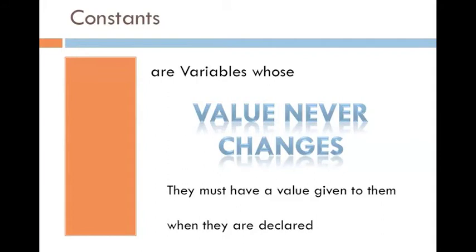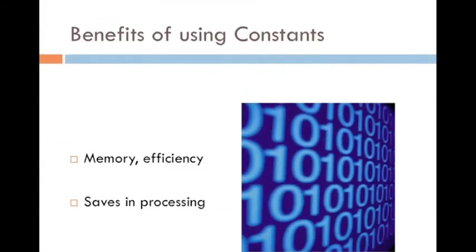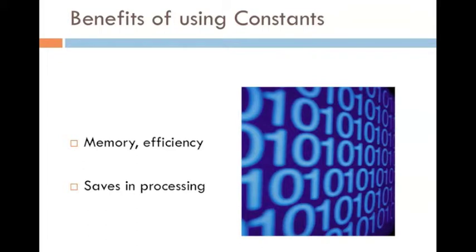Constants, on the other hand, are variables whose value never changes, and they must have their value assigned to them when they are declared. Some benefits of using constants are they take up less space in memory than variables, they are more efficient, and this saves in processing the constant.